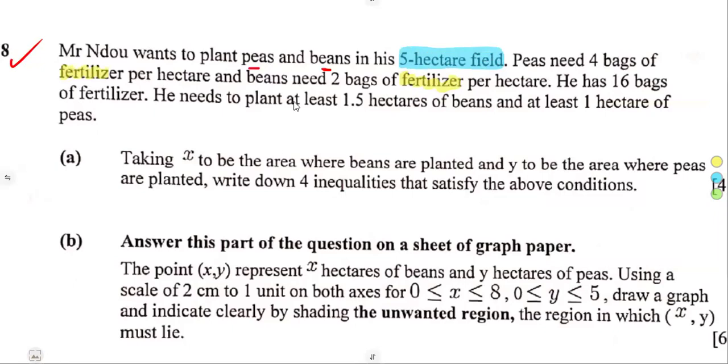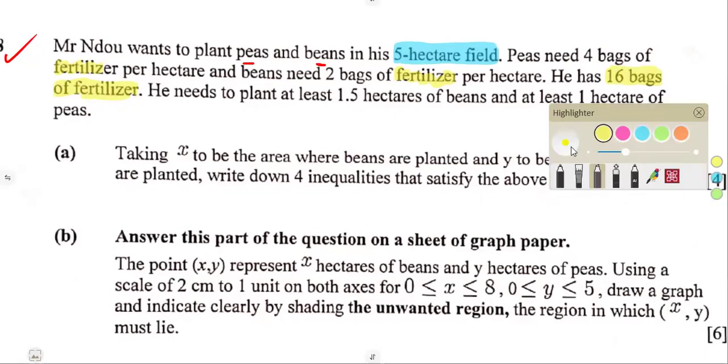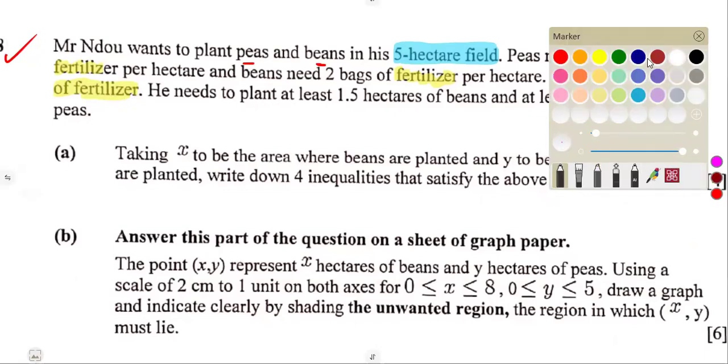Whereas all these bags that are there, he has 16 bags. He has 16 bags of what? Of fertilizer together. So you must be very careful there. The total number of bags of fertilizer together is 16. Then we are told that Mr. Ndou needs to plant at least 1.5 hectares of beans and so on. All right, no problem. So with this information, let's see the question.